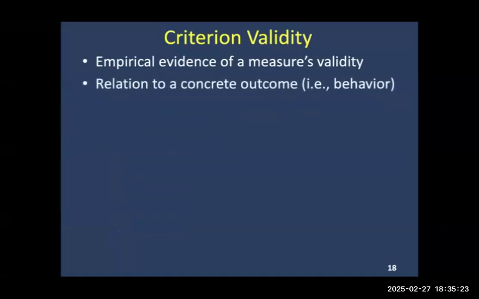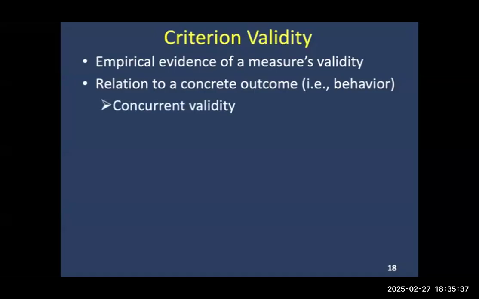Okay, so now criterion validity. Now we're talking about empirical support, so empirical evidence of a measure's validity. Now we're talking about correlations here. So this has to be obviously a quantitative component. So how did people do on an IQ test? How did people do on the Beck Depression Inventory, things like that.